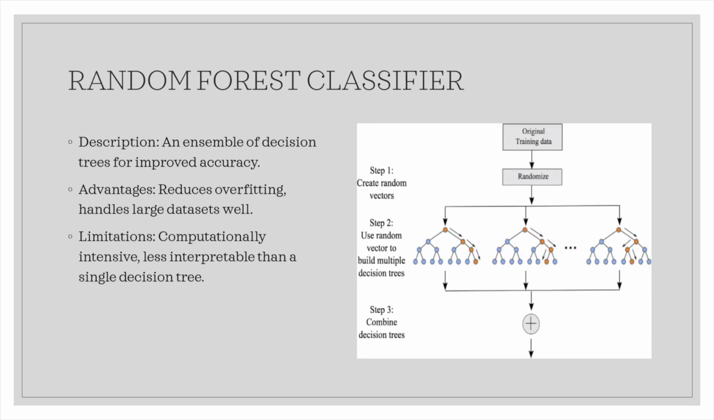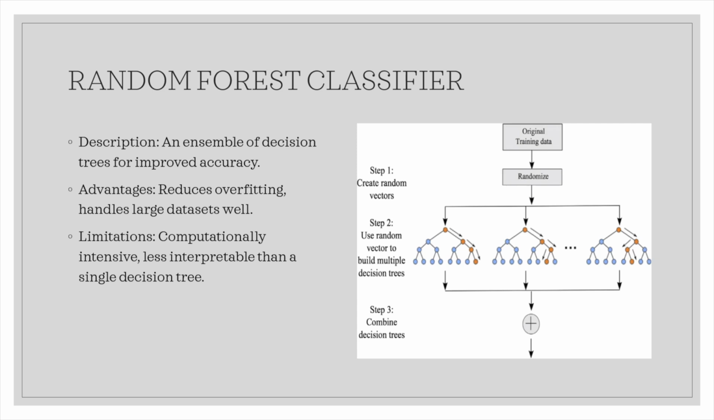So coming to the random forest classifier, it is an ensemble learning method that combines multiple decision trees to improve the accuracy and robustness of the predictions. Each tree in the forest is trained on a random subset of the data, and the final prediction is made by aggregating the predictions of all the trees.